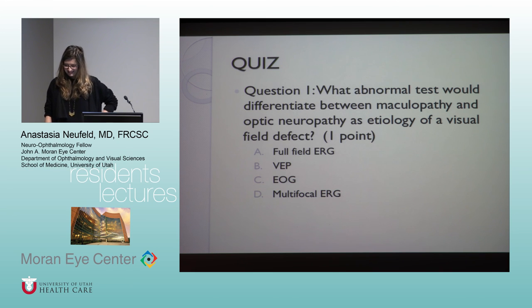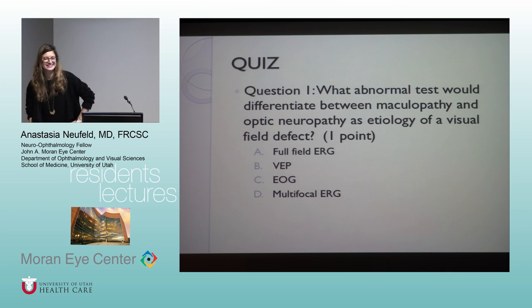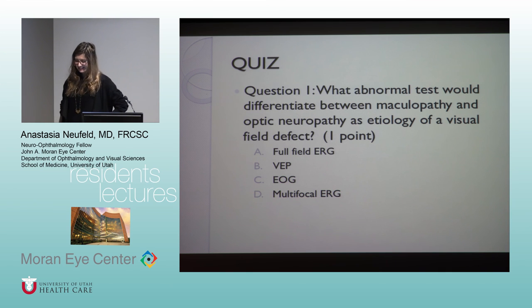So what's the answer to this question? Very good, D. So why wouldn't it be a full field? It could be normal. It'll be normal in both, right? No differentiation there whatsoever. Why is it not a VEP?